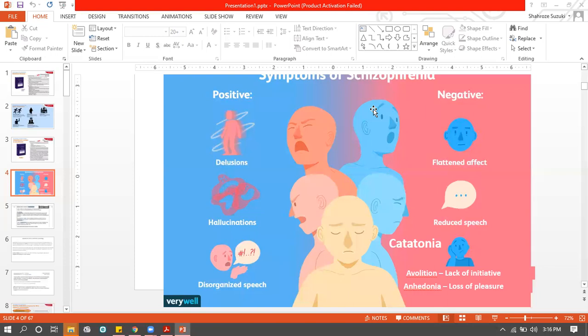Yes. All right. So it is an excess. See, it is not again lack of sensory experience. It is an addition of false sensory experience. That's why they are positive symptoms. Now, negative symptoms.